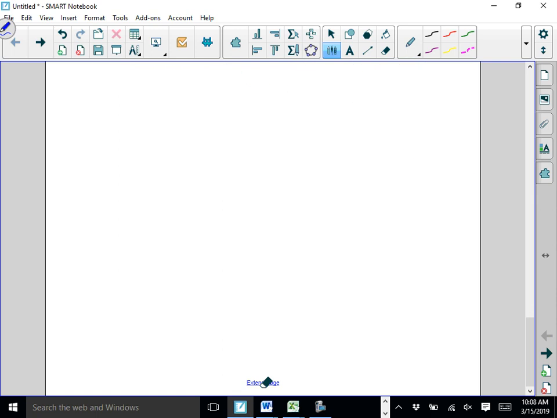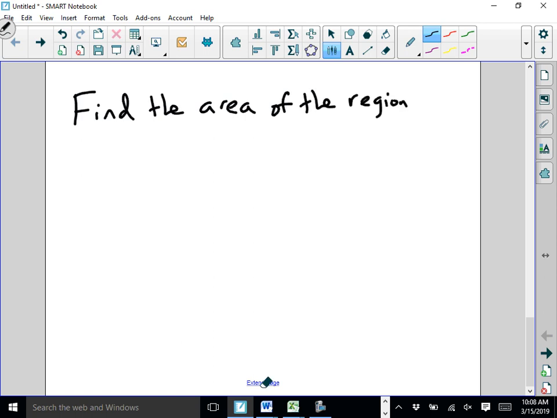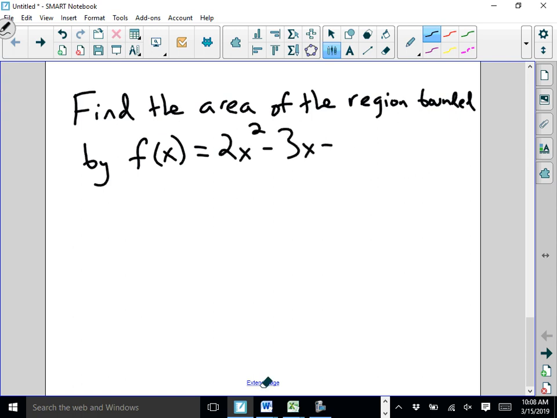Find the area of the region bounded by f of x equals 2x squared minus 3x minus 5, and g of x equals negative x squared plus 5x plus 1. So that's what I want to find the area of.